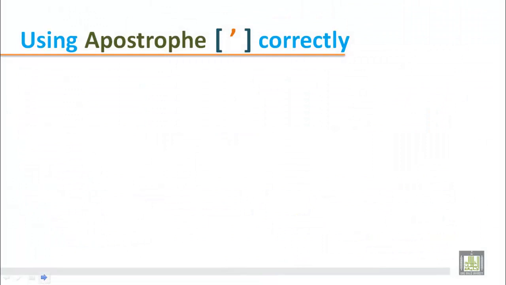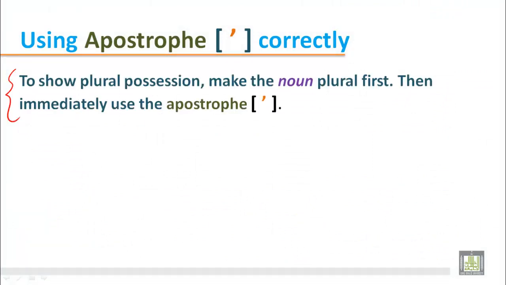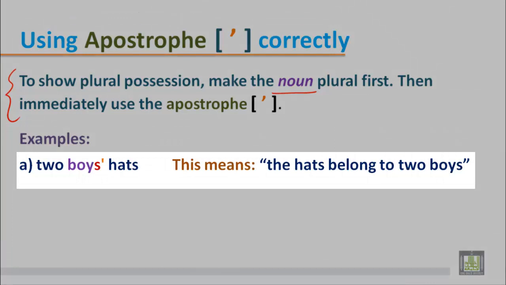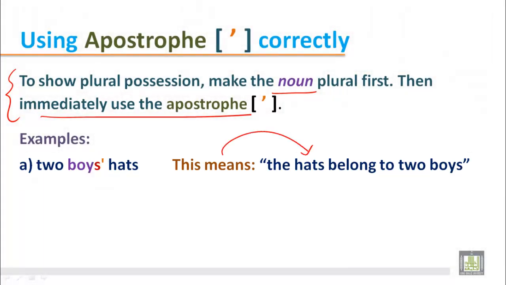Using apostrophe correctly. Here we have to understand that to show plural possession, make the noun plural first. Then immediately use the apostrophe. Let's have some examples here. Number A, two boys' hats. Here we find the number of the boys. How many? Two boys. So we first make the noun plural, adding S to the noun, and then immediately after it we use the apostrophe. Here is the apostrophe, just after S. This means the hats belong to two boys. There are two hats and these are for two boys.